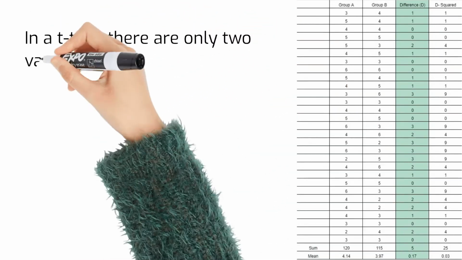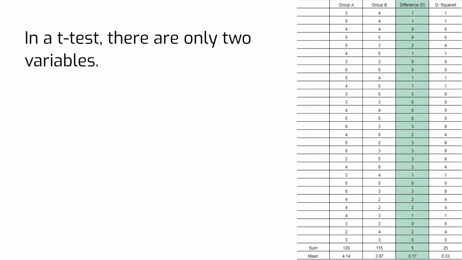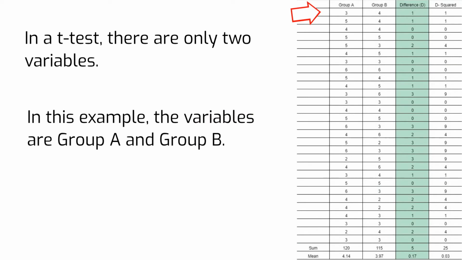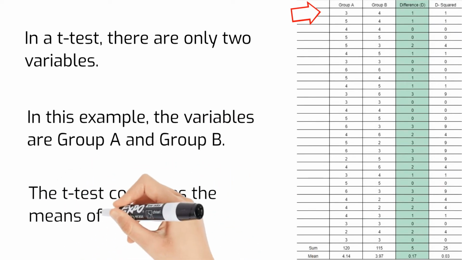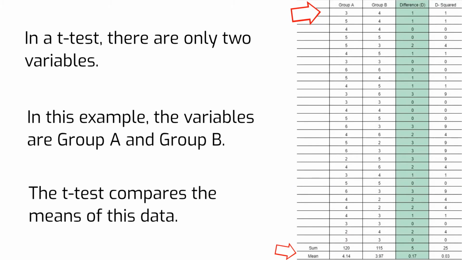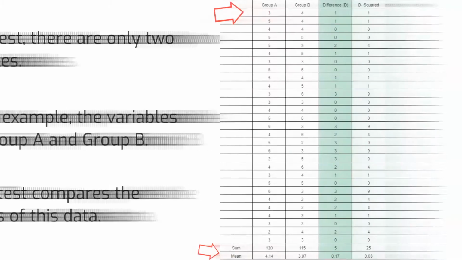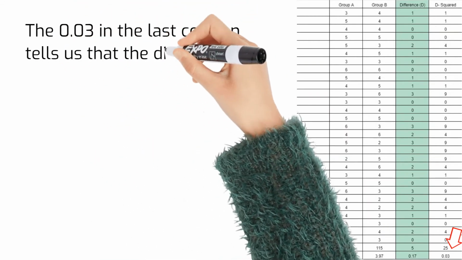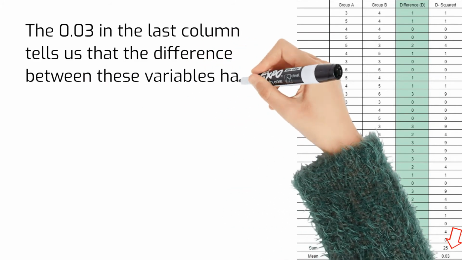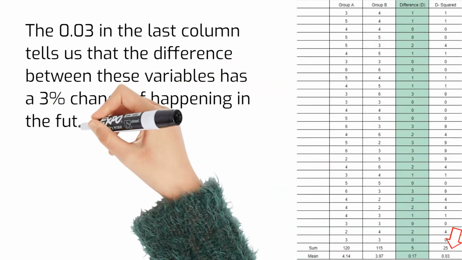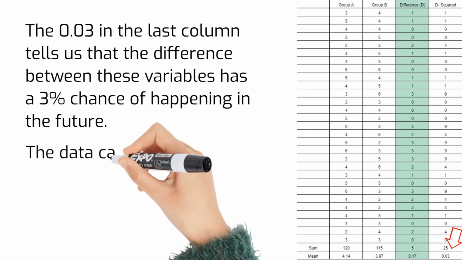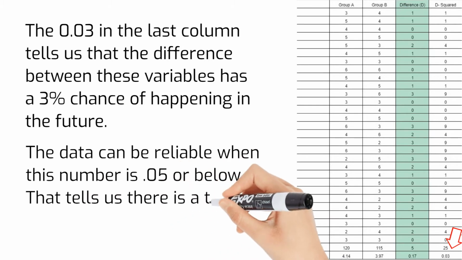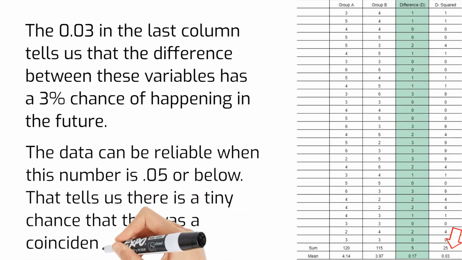In a t-test, there are only two variables. In this example, the variables are Group A and Group B. The t-test compares the means of this data. The 0.03 in the last column tells us that the difference between these variables has a 3% chance of happening in the future. The data can be reliable when this number is 0.05 or below. That tells us there is a tiny chance that this was a coincidence.